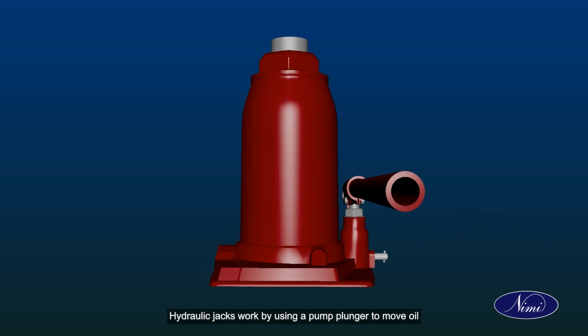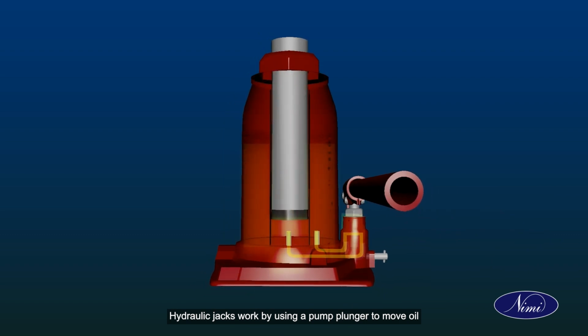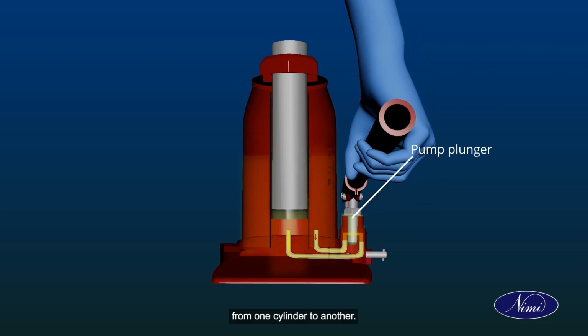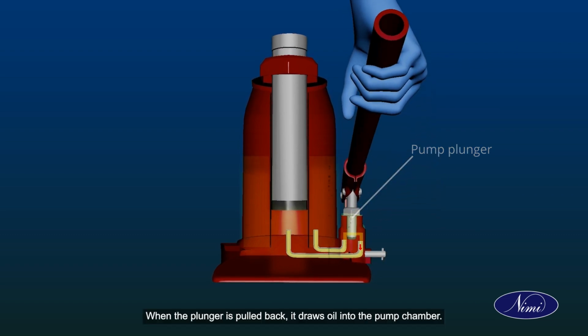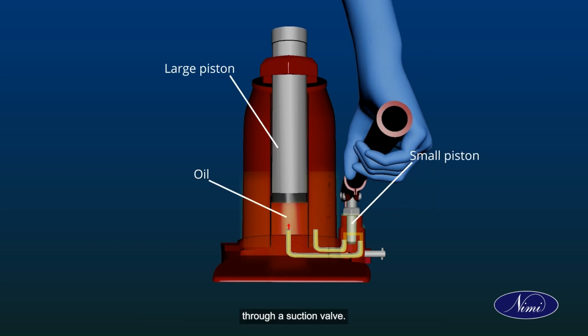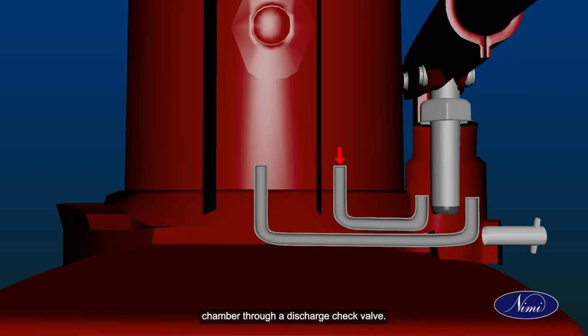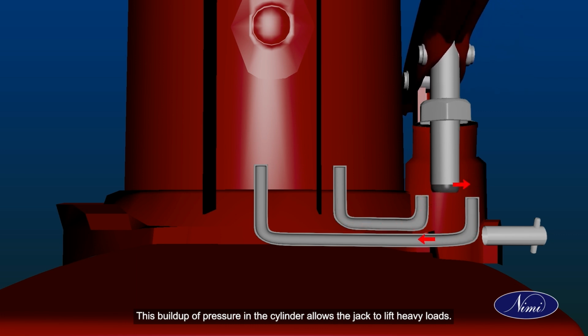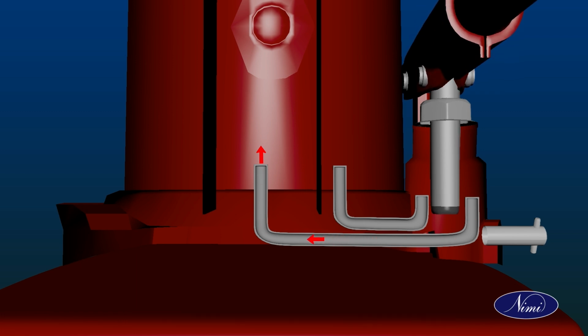Hydraulic jacks work by using a pump plunger to move oil from one cylinder to another. When the plunger is pulled back, it draws oil into the pump chamber through a suction valve. Then, as the plunger is pushed forward, the oil is forced into the cylinder chamber through a discharge check valve. This buildup of pressure in the cylinder allows the jack to lift heavy loads.